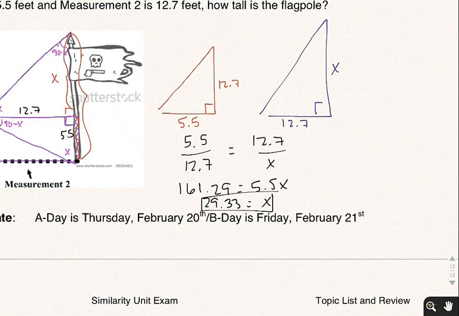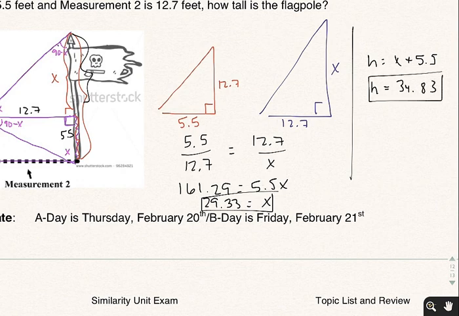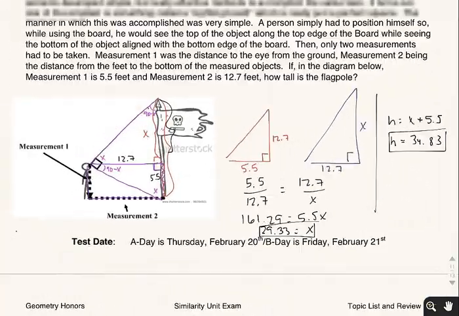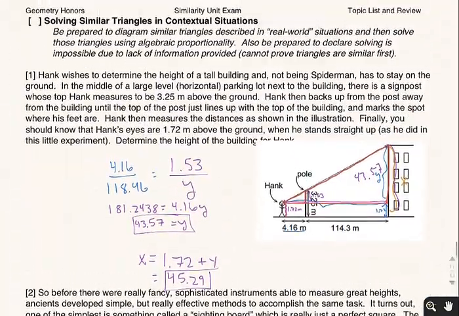That's not my answer. That only takes me this far, but if I add 5.5 to it, in other words, the height I'm looking for is equal to x plus 5.5, which is the height of the dude. Let's see what we got here. It's going to be 34.83. So 34.83 on the flagpole. All right. So those are the two that were asked for by A group. So I'm going to go ahead and stop there.